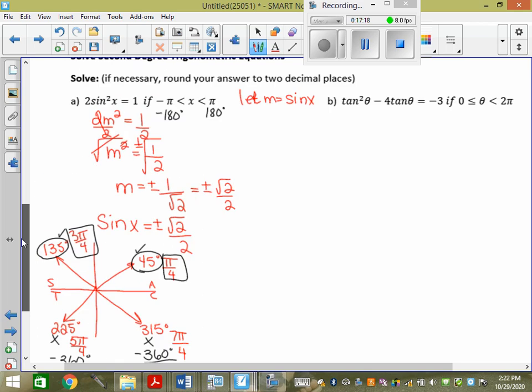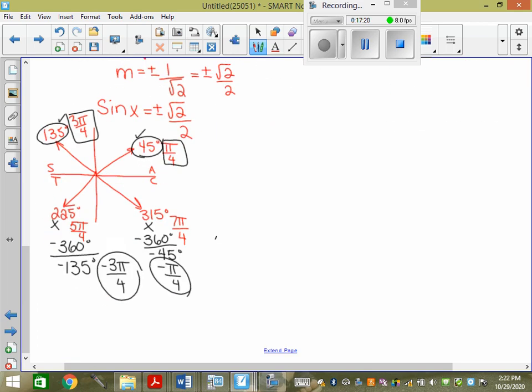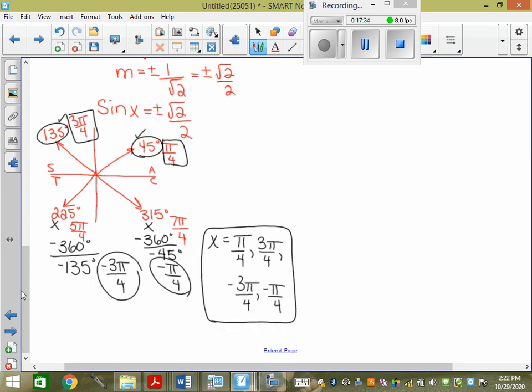So my variable is x. So x equals π/4, 3π/4, negative 3π/4, and negative π/4. So this one I could just go blatantly solve because I didn't have an x in it. I just had a sine x and I could get it by itself, right?